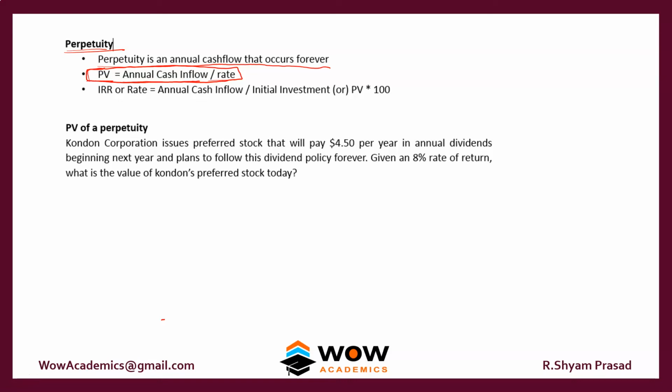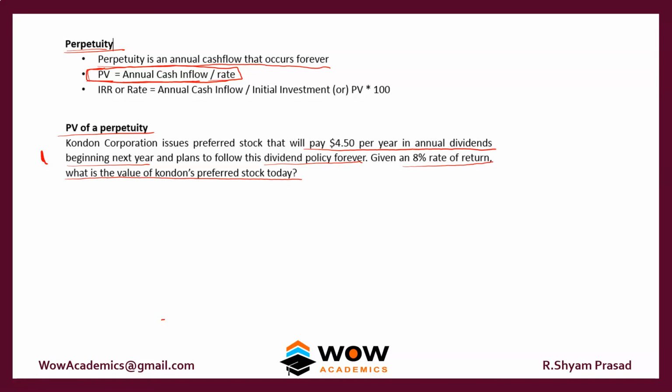So we'll start. PV of a perpetuity. Condon Corporation issues preferred stock that will pay 4.5 per year in annual dividends beginning next year. Beginning next year, it's the first year. So this year end or next year beginning are both the same, so it is the first year, and it plans to follow this dividend policy forever. Given an 8% rate of return, what is the value of Condon's preferred stock today?